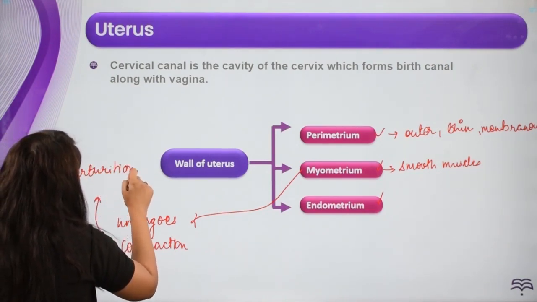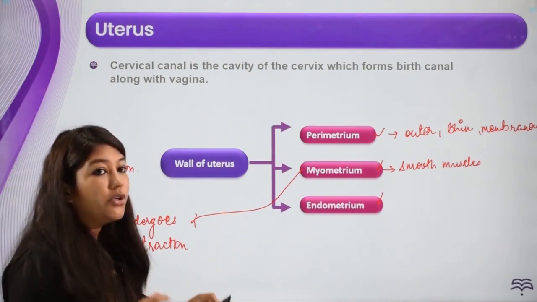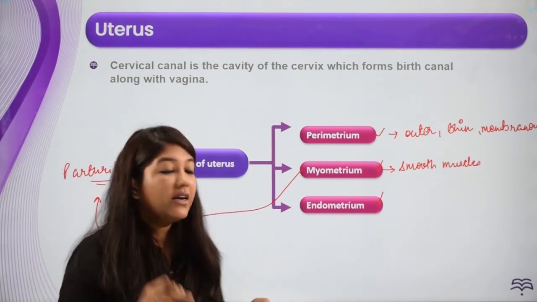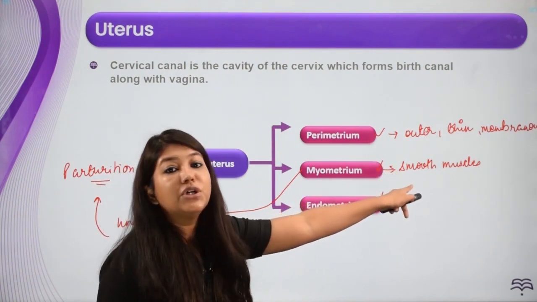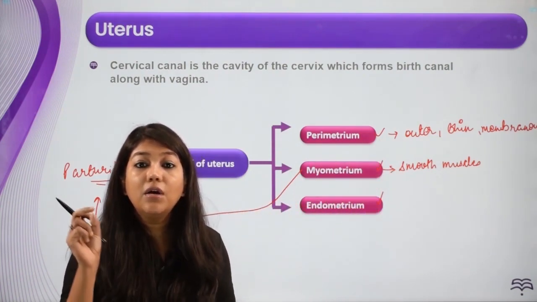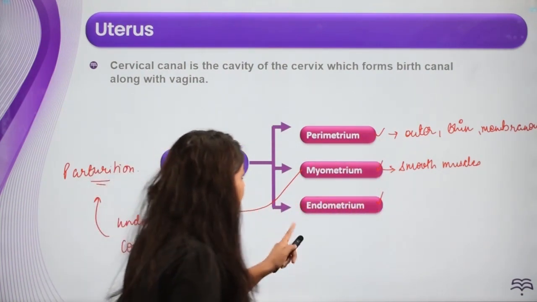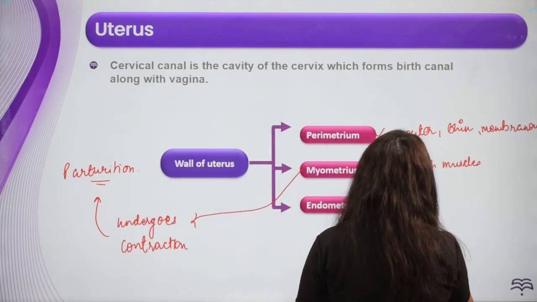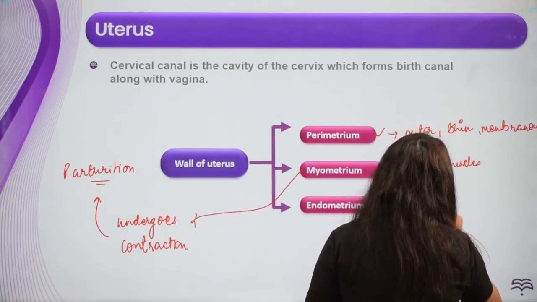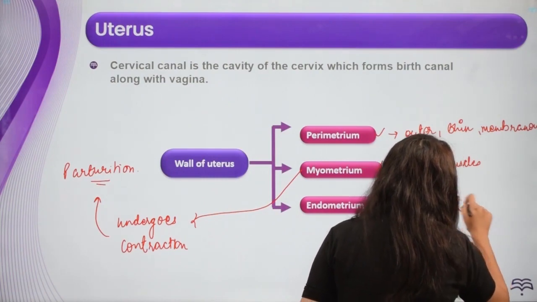When the delivery of the baby has to happen, the strong uterine contractions, where are they happening? In the myometrium, because here we are finding the smooth muscles. All right, then moving on to the endometrium. Endometrium is the innermost.